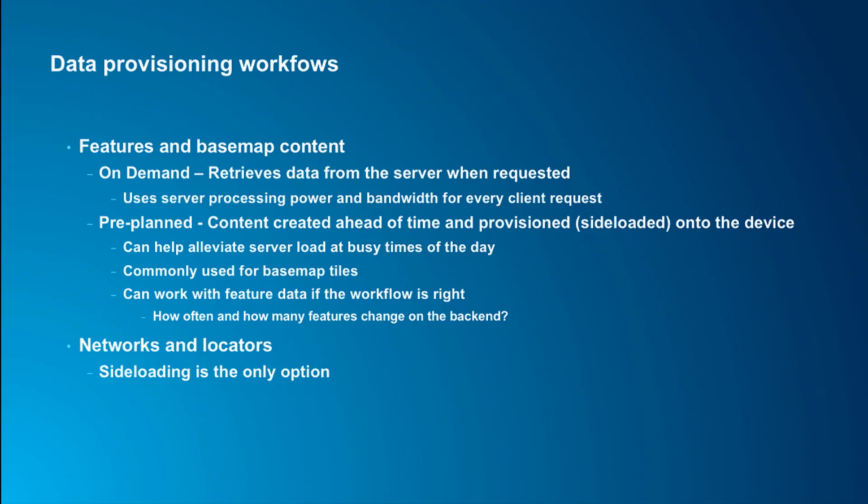I suppose the most important thing on this slide is that the networks and the locators only have the desktop workflow associated with them. You can't connect to a network service or a geocode service and extract out a portion of that so it works offline. If you do want offline networks and locators, you have to pre-provision those inside mobile map packages or as create runtime content into your app beforehand.